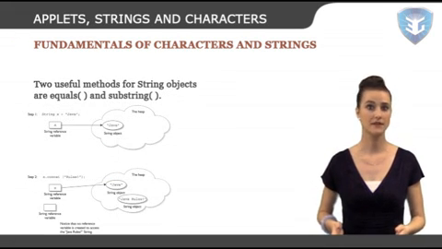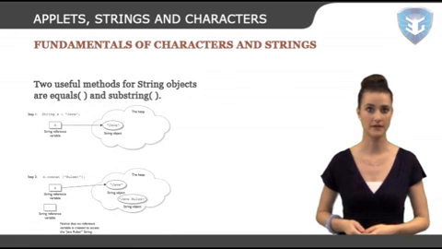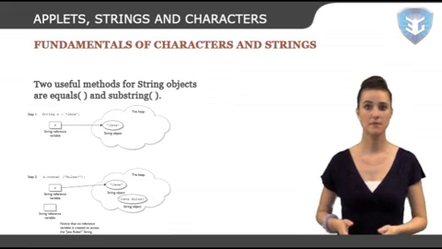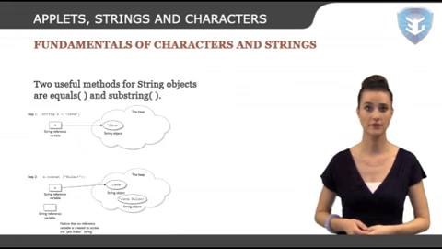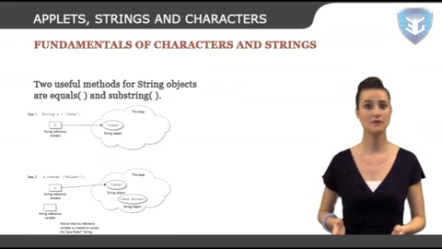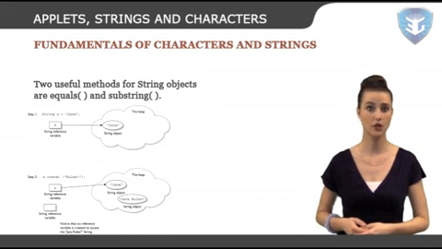Two useful methods for String objects are the equals method and the substring method. The equals method is used for testing whether two strings contain the same value. The substring method is used to obtain a selected portion of a string. java.lang.String class creation. A simple string can be created using a string literal enclosed inside double quotes, as shown here.